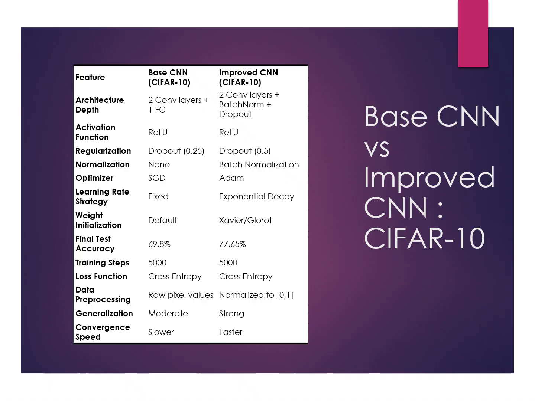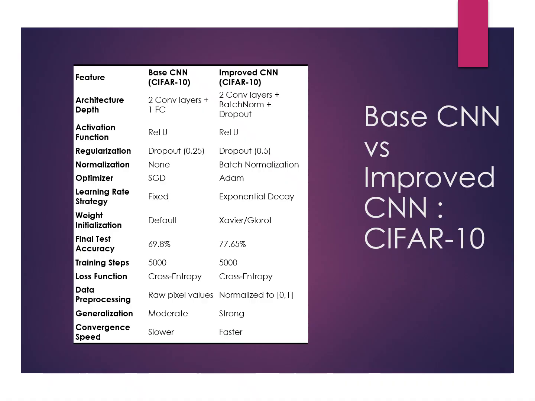Performance metrics. So the accuracy jumped from 69.8 percent to 77.65 percent, which is a real big jump. Generalization improved, convergence speed increased a lot. For this, for both I used training steps of 5,000. The loss function was cross entropy for both of them.